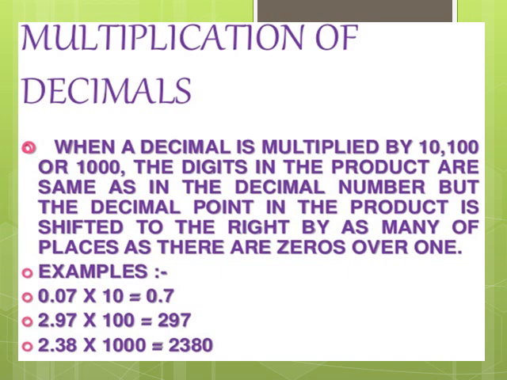In this example, 2.97 into 100, we have two zeros over 1, so the decimal point will shift two places to the right. So the answer will be 297. In the third example, 2.38 is multiplied by 1000. We have three zeros, so the decimal point will shift three places to the right. So the product will be 2380.